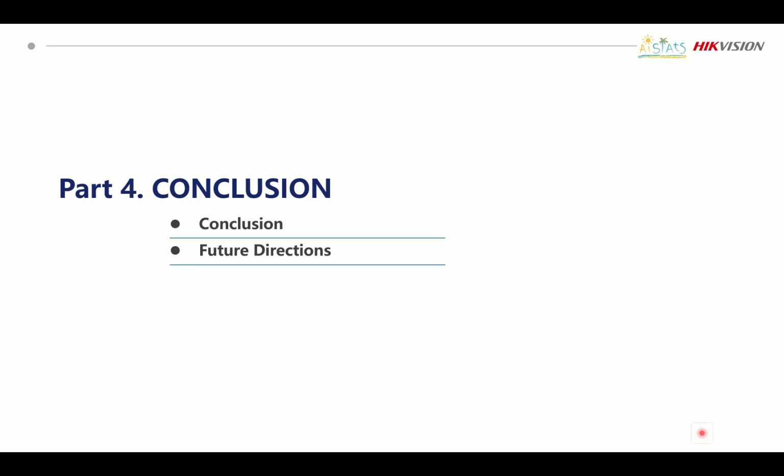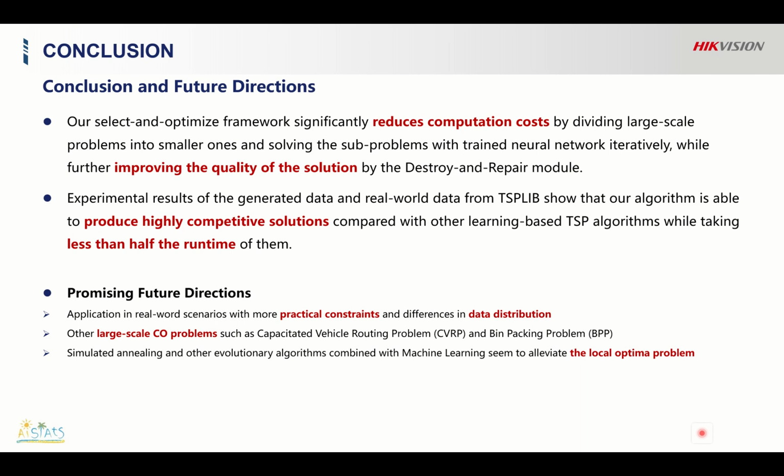Finally, we come to the last part of this presentation, the conclusion. To summarize our paper, our proposed select and optimize framework could significantly reduce the computation cost while improving the solution quality in TSP problem solving. Concretely, the experimental results show that our methods can produce competitive solutions with less than half of the runtime compared with learning-based solvers. But there are still some questions that need to be answered in the future work.